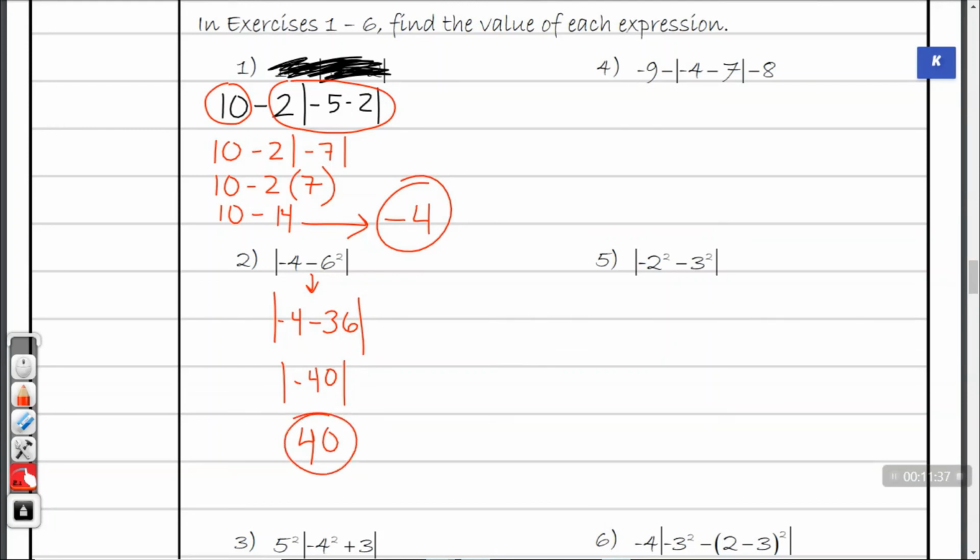I'm going to skip 3 for the moment because I don't want to scroll down, but we're going to come over here to 4 now at the right, so I want you to try 4 now. All right, come back in.